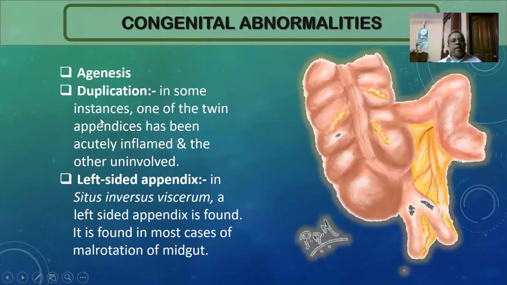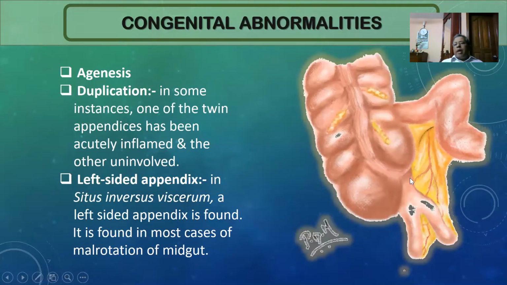In some instances, one of the twin appendices is acutely inflamed and the other is uninvolved. In that case, you must remove the normal appendix also, otherwise you can misdiagnose subsequently. Another one is that the normal cecum is rotated and fixed at the right hypochondrium and ultimately descends down. So the location of the appendix is the right iliac fossa.